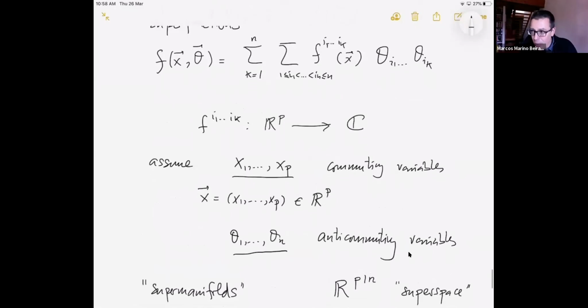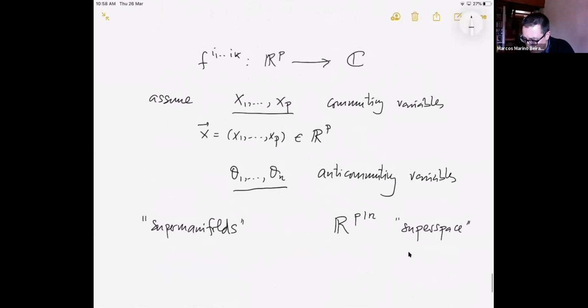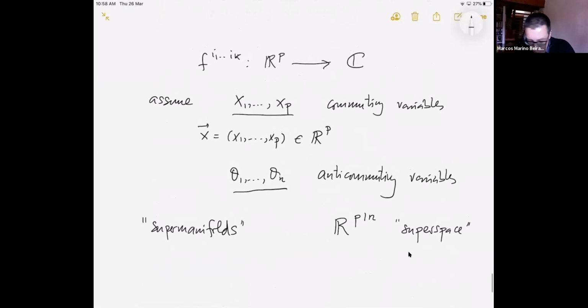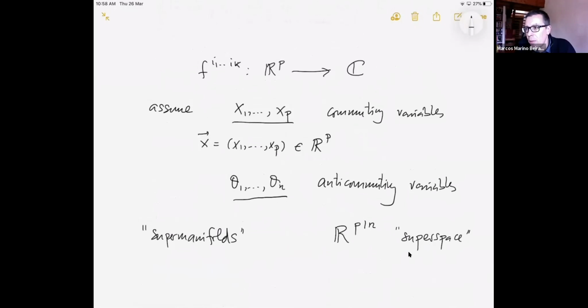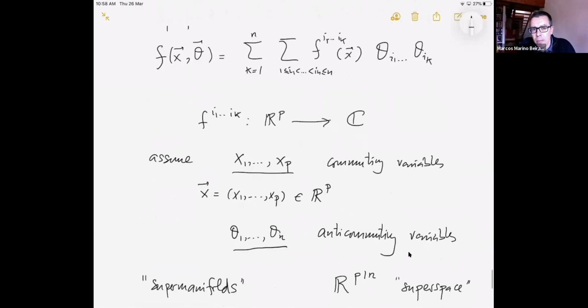Now we will extend this. We'll come back to this next week and develop a little bit more this notion of superfunctions, and then we will be ready to actually introduce supersymmetry. Okay, so let's stop now. Do you have any questions on this?